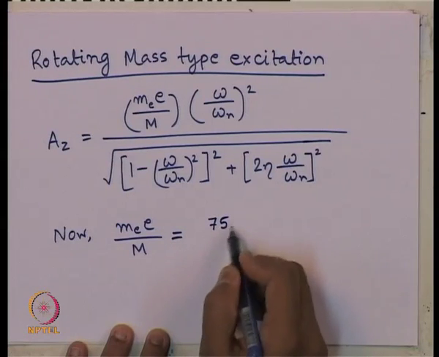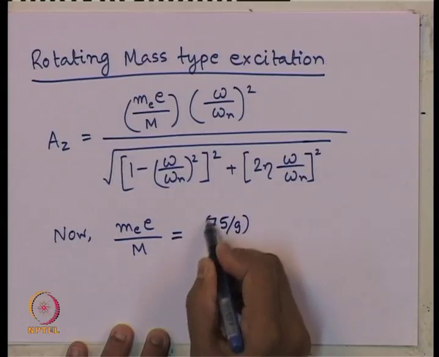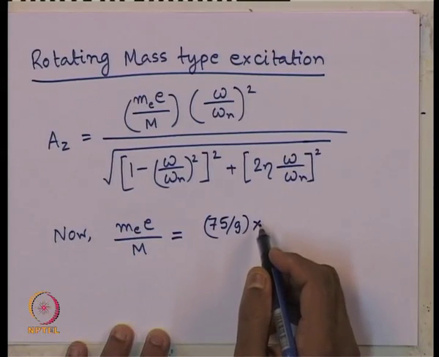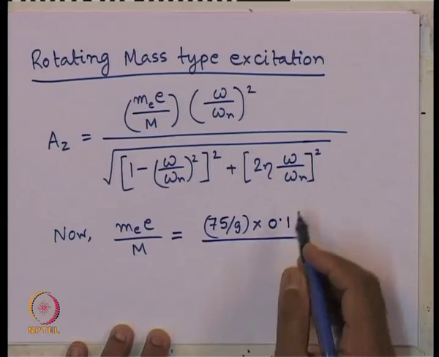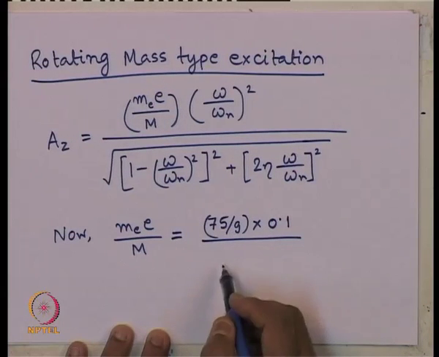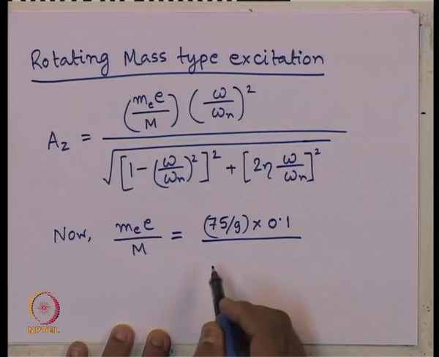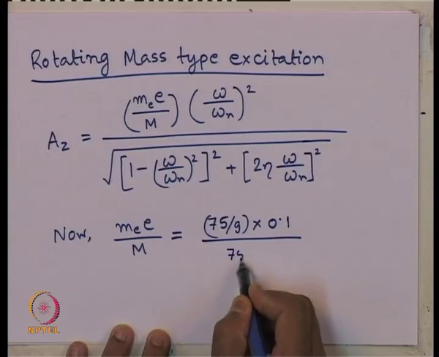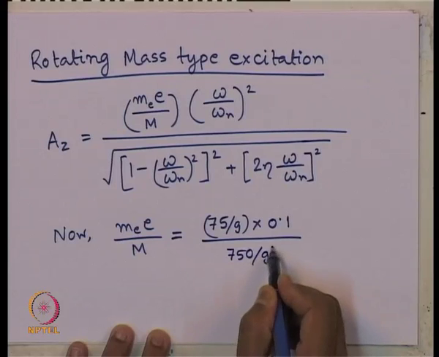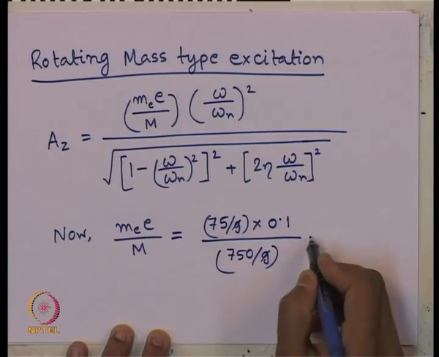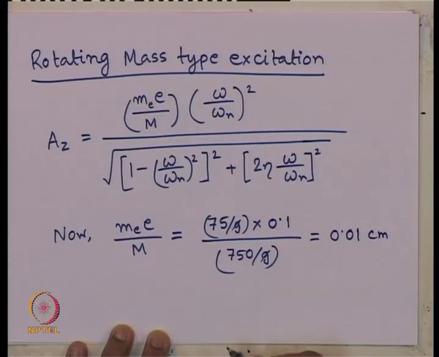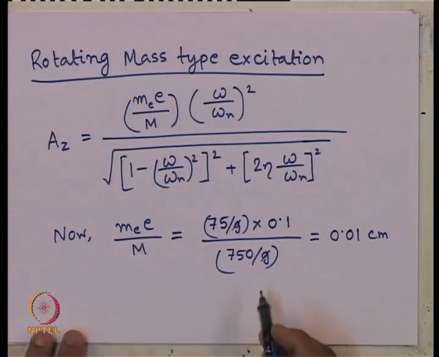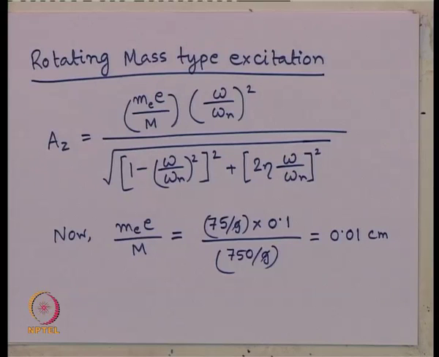75 kg force, that can be divided by g, and eccentricity is 1 millimeter. So, let us first use centimeter for everything, because our previous values of k, q, everything we have used in centimeter. 750 by g, so it will be 0.01 centimeter, this term. This will remain constant for a particular rotating mass type foundation.